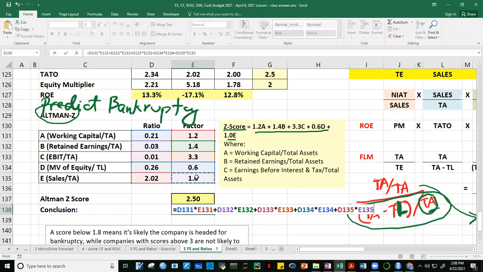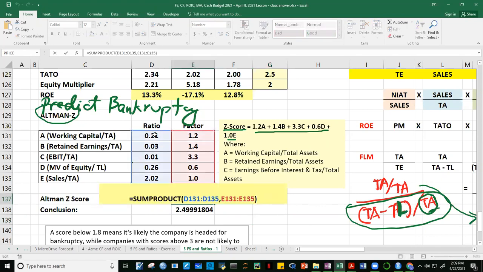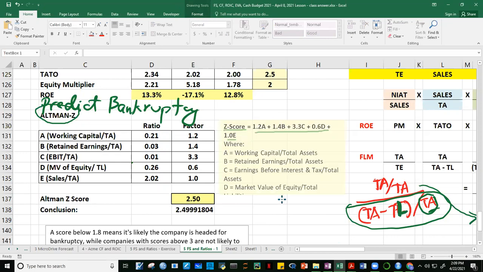Times this. So, this is the formula, 1.2 times A, this is ratio A. So we multiply them one by one. So, times, plus, times, plus, times, plus, times, plus. Control, enter. Okay. So, 2.4999 or 2.5. So, correct, no? So, the shortcut is SUMPRODUCT of these ratios and these factors. So, that's the faster way to do that. Okay, 2.5, guys.